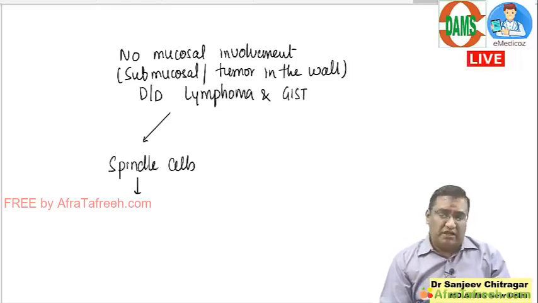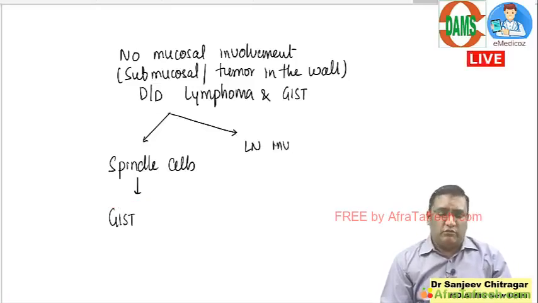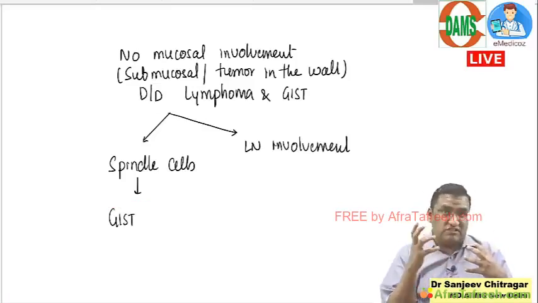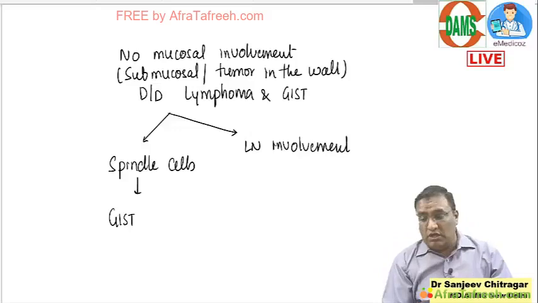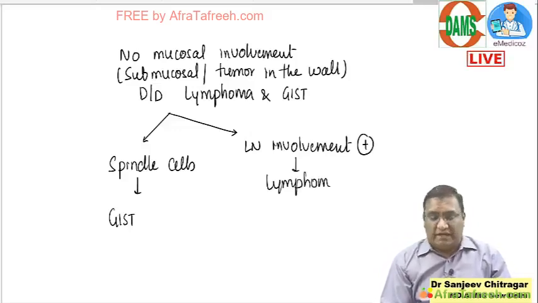Either there will be a spindle cell tumor that will be given, then suspicious of GIST for sure. Otherwise, there will be a lymph node involvement along with the stomach. Perigastric node is involved, GIST will be ruled out almost because it will not show a lymphatic spread. Lymph node involvement is present, then you start suspecting a lymphoma.